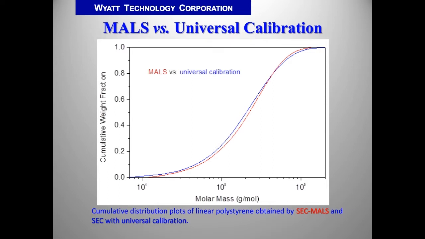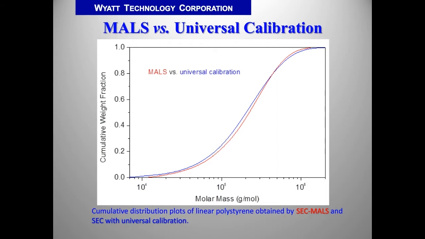So this slide shows a comparison of cumulative distribution plots obtained by MALS and universal calibration. And the plot from universal calibration is shifted to both higher molar masses and lower molar masses. And generally, the universal calibration provides a broader molar mass distribution than SEC with a MALS detector. And this is mainly because of band broadening in the columns.